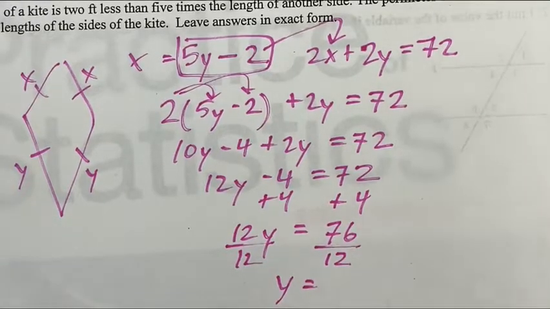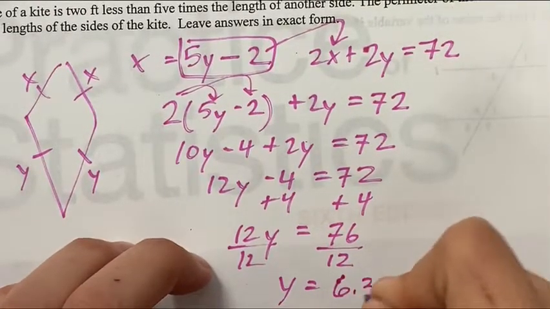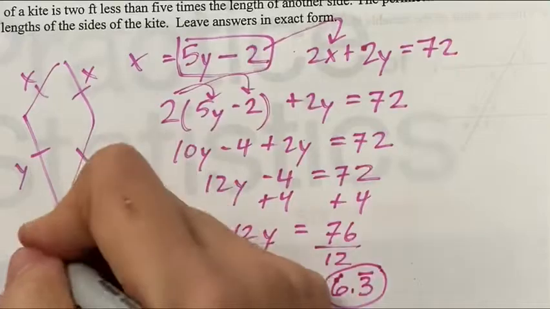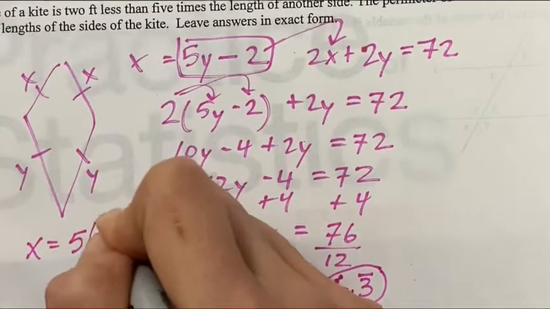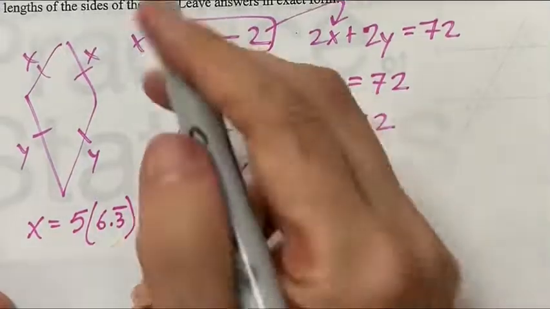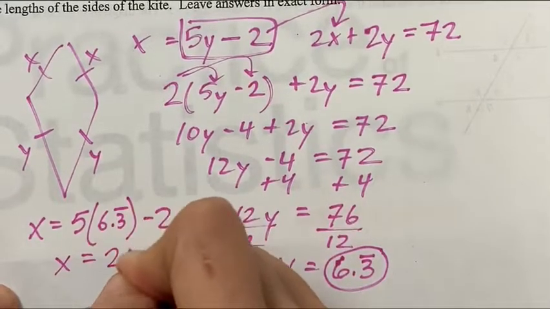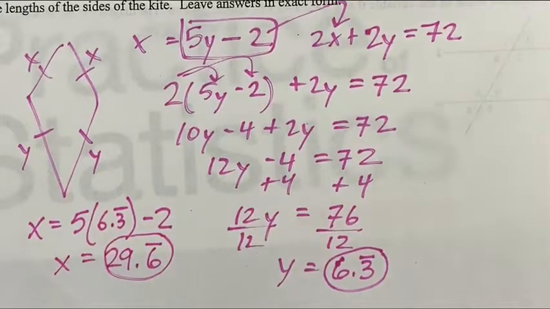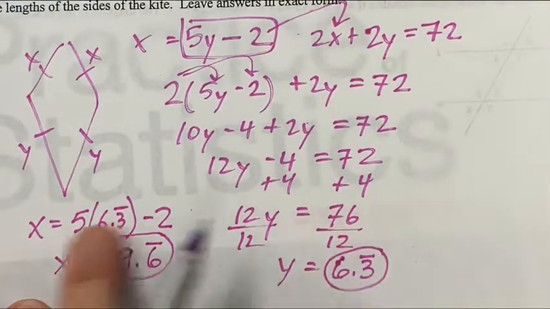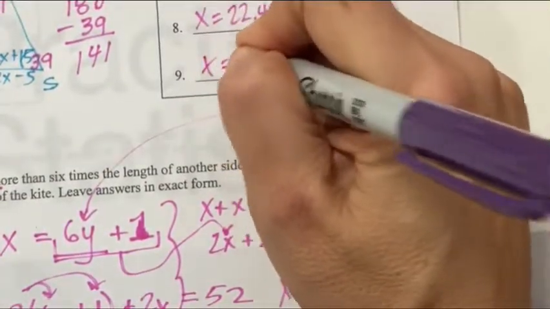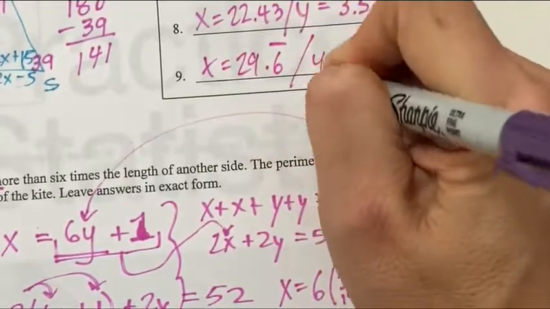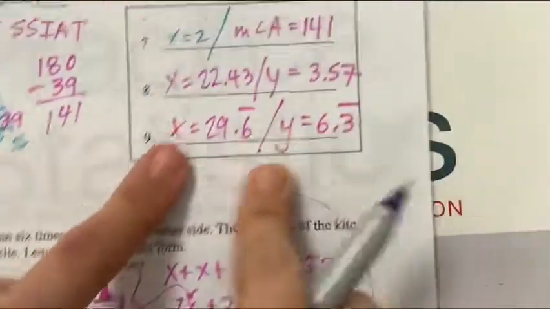So I get y is equal to 76 divided by 12. So that's 6.3 repeating. Let's substitute that back in now. So I have 5 times 6.3 repeating minus 2. That's my answer. 5 times 6.3 repeating, so times 5 minus 2, I get 29.6 repeating. Final answer. So again, I would take the fractions of these or the decimals. So x is 29.6 repeating, y is 6.3 repeating, and it doesn't matter which one you call x and y.